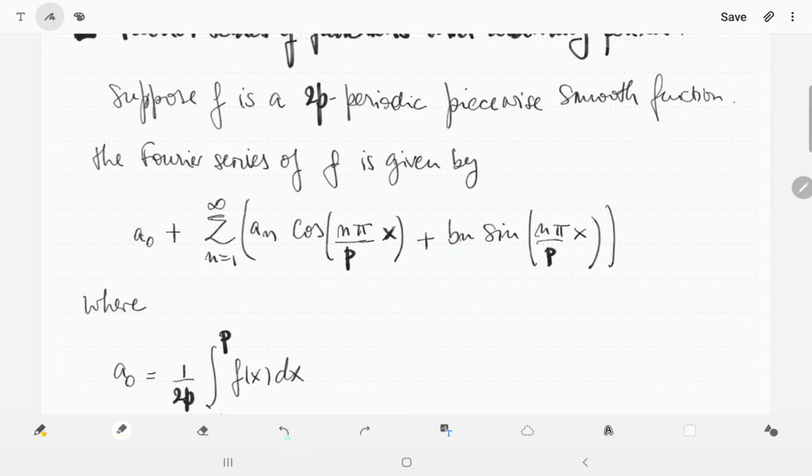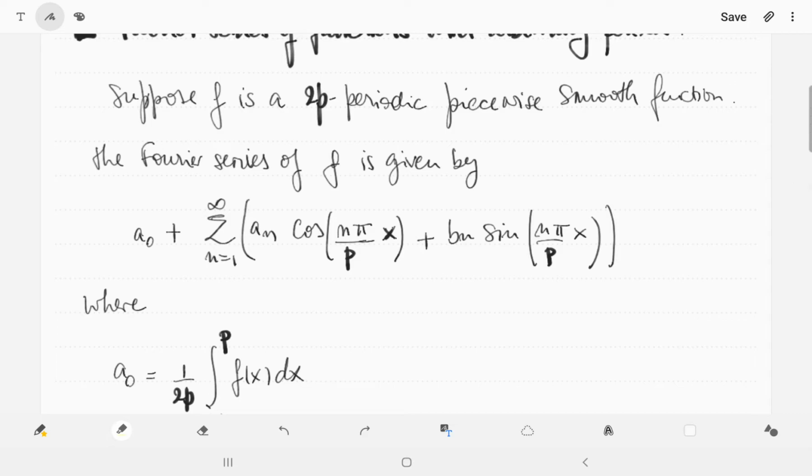And here we have these functions involved. Let's say that here we have a 1, here we have a cosine of n pi over p x, where p is exactly the same p that we have here of this 2p periodic function of x, and then the other family of functions, sine of n pi over p x.